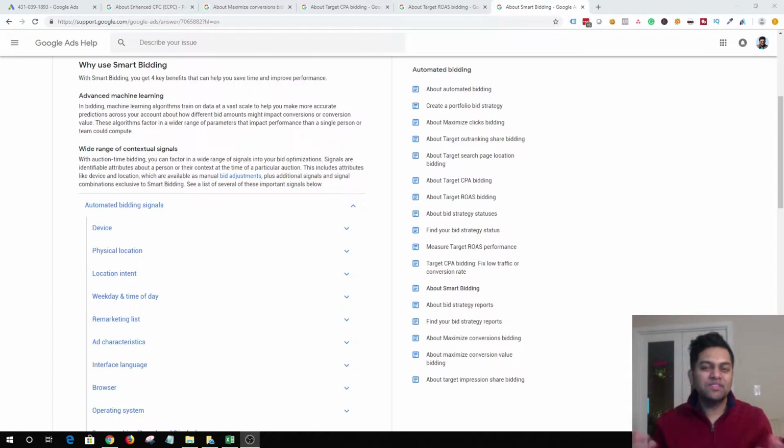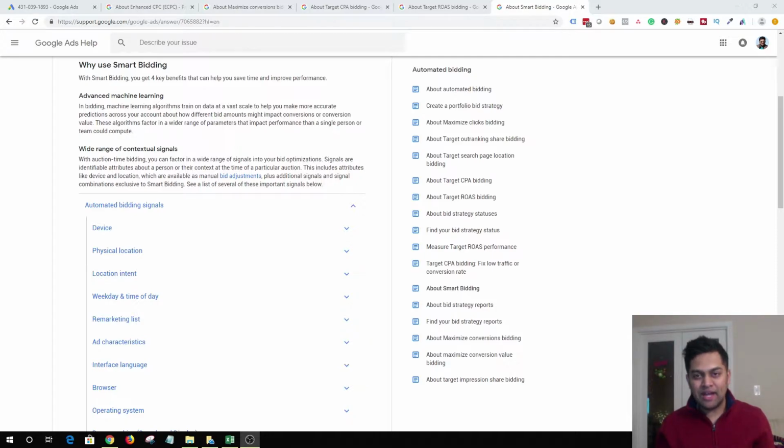So what exactly are these smart bidding strategies and why you should use them in your campaign? Well, it turns out that Google has built a sophisticated advanced machine learning algorithm that will take care of the part of bidding in an auction, and it will take into consideration the historical data of your campaigns, and it will also take into consideration some of the contextual signals such as the device type, the physical location, time of the day, remarketing list, and so many other signals.